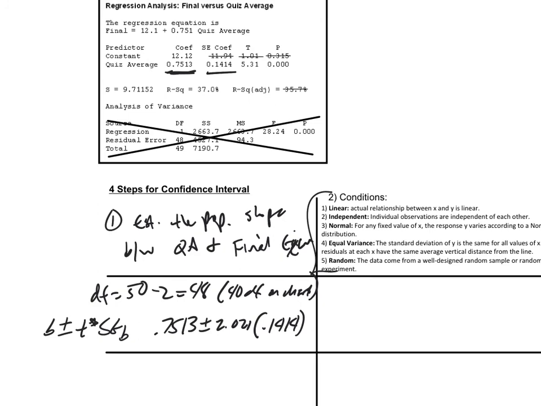If I take the 2.02 times 0.1414, just under 0.30, so our slope is somewhere from 0.45 to 1.05 roughly. I'm not going to calculate it on here, but something about 0.45 to 1.05. And that just again means that as our quiz average goes up by 1, our predicted final is going to go up by somewhere in this range on average.